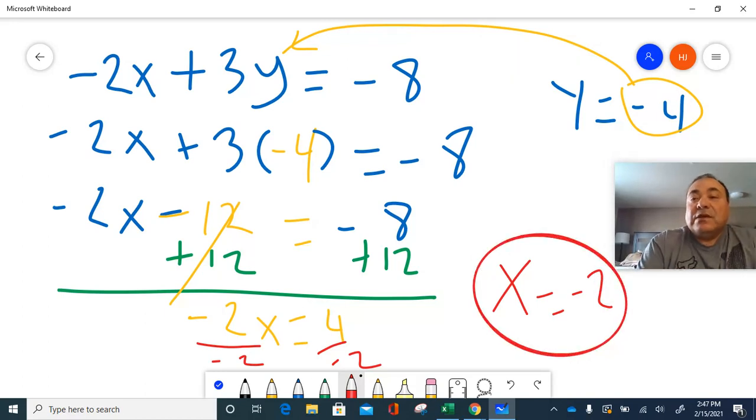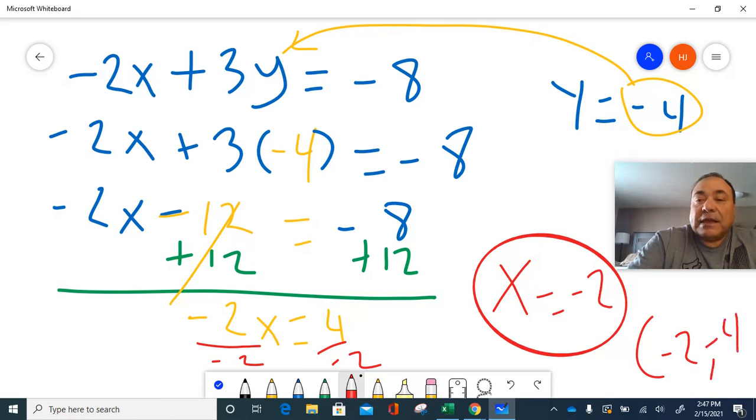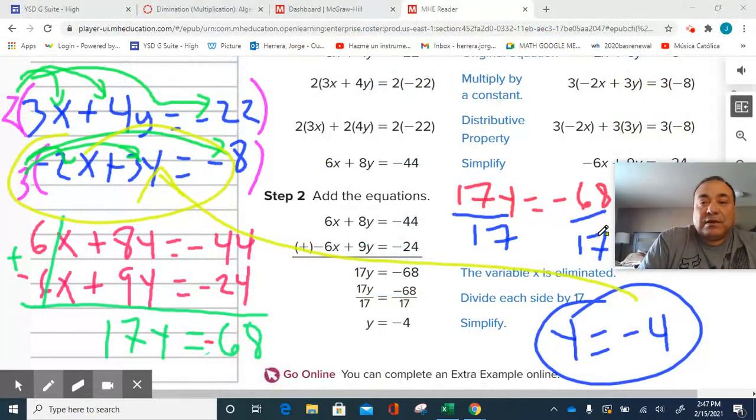Isn't that cool? So my answer, once everything is done, I got to put the x first and then that one. So it's going to be negative 2, negative 4. That would be my answer back in my equation over here.